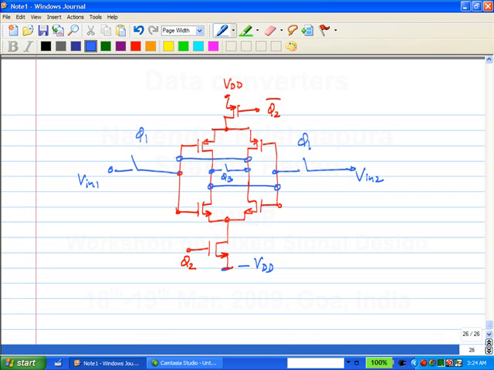Okay, and basically at the end of phi 2, what will happen to these two voltages? This is the VA, this is the VB. At the end of phi 2, the two current sources would have done their things, and one of them, either VA or VB, will be at VDD, the other one will be at minus VDD.